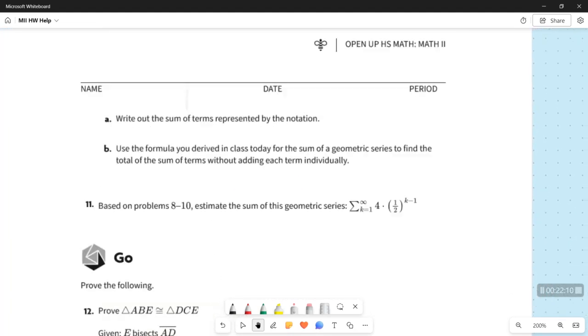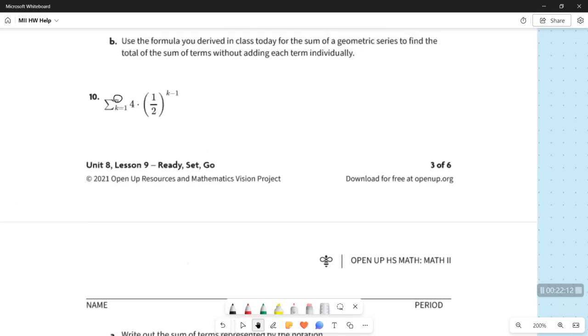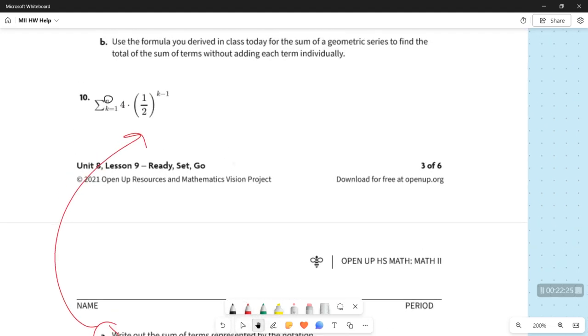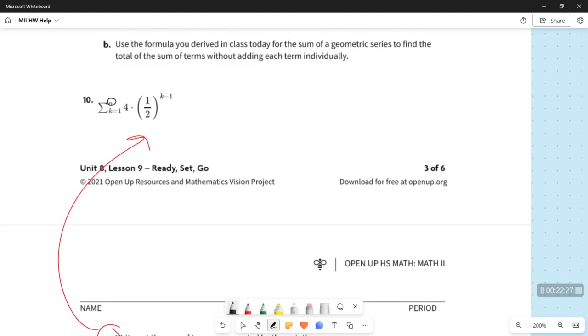Write out the sum. I'm going to do this up here because there's a lot more space up here. So A says write out the sum of terms represented by the notation. We're going to use all this blank space. So we're going to be solving for A right here. So write out the terms.